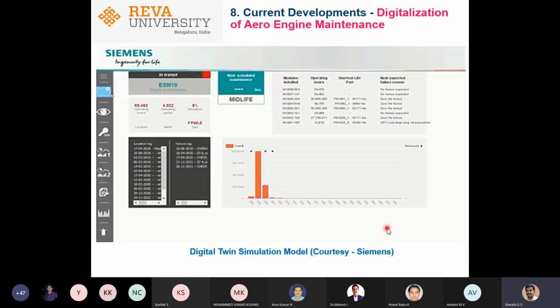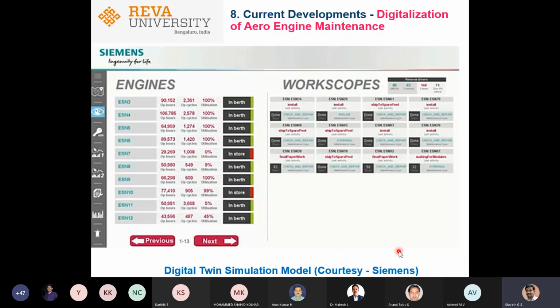Here I'm showing some windows of the software which is being used by Siemens for some clients. So you can see the engine serial number. This has been taken from Siemens. You can see here a lot of engine serial, different engines with the different serial numbers, operating hours, and all that.